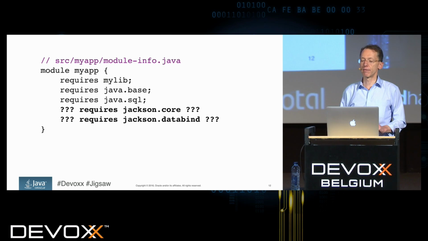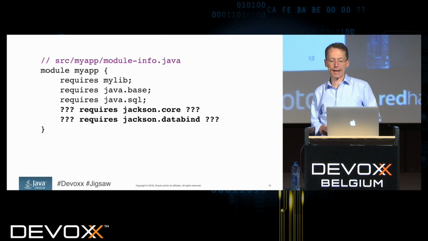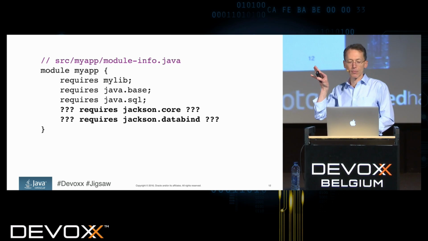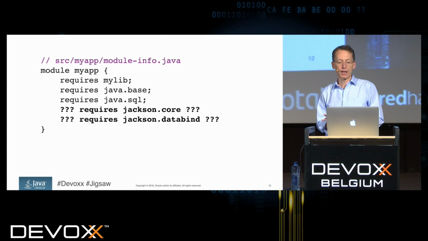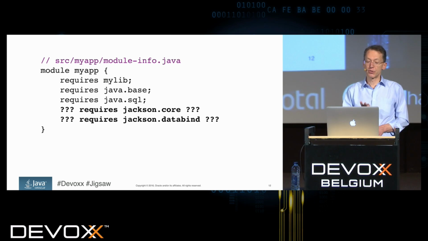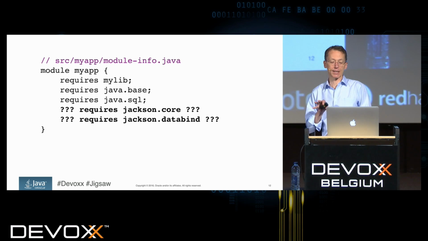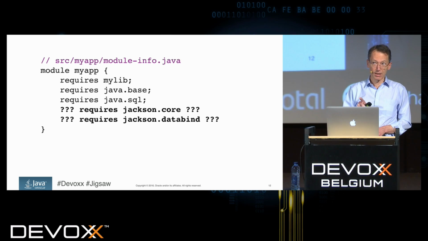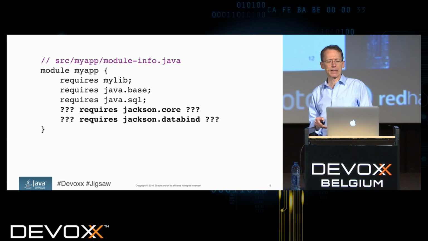Now, let's turn to the module-info.java file for my app. It requires mylib, the module that we just created, and java.base and java.sql. And of course, we know it's going to use Jackson, so we'd like to write requires jackson.core and requires jackson.databind. But wait a minute, does that mean we have to write module-info files for them too?